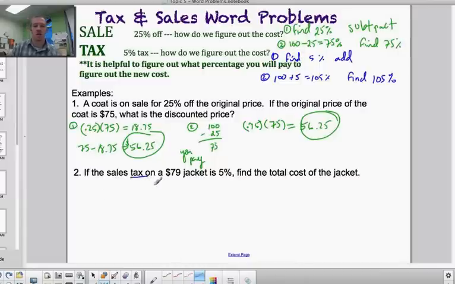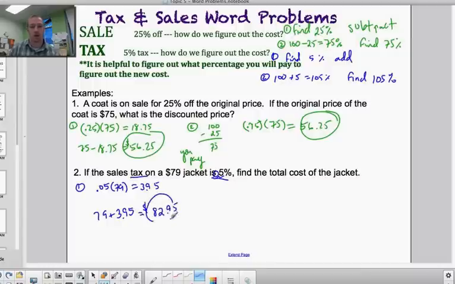For tax, it's 5% in this case. So the first way would be to find 5% of 79. So 0.05 times 79. Don't forget to move that decimal 2 places, so you need that extra 0. If we just did 0.5, then that would actually be 50%. That'd be wrong. So 0.05 times 79 is $3.95. And then we can add that to $79. 79 plus $3.95 is $82.95. So that's our total ending price.